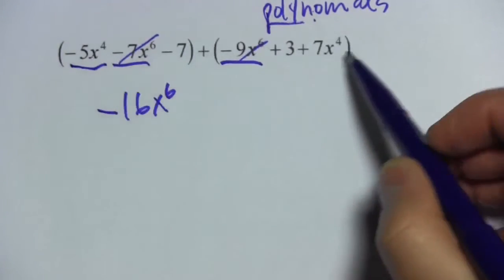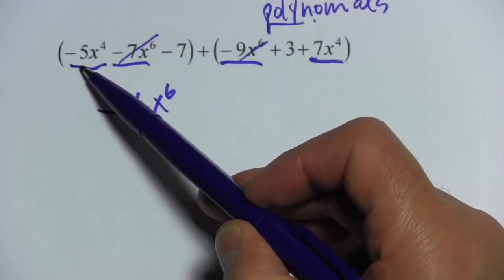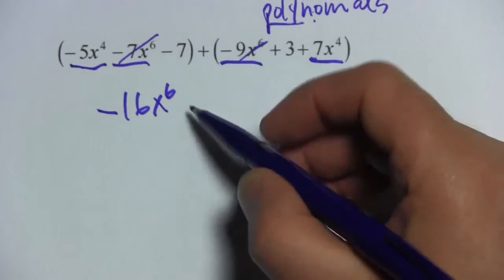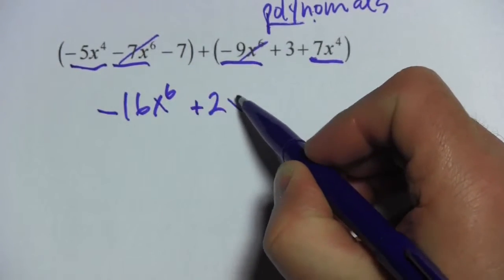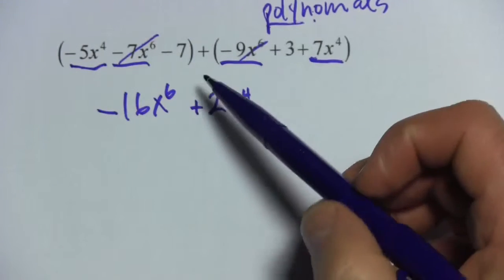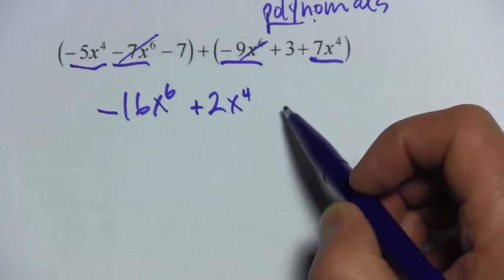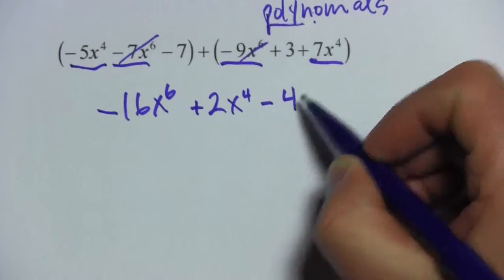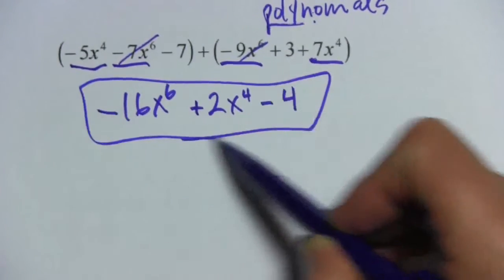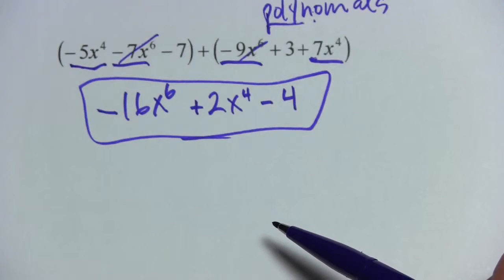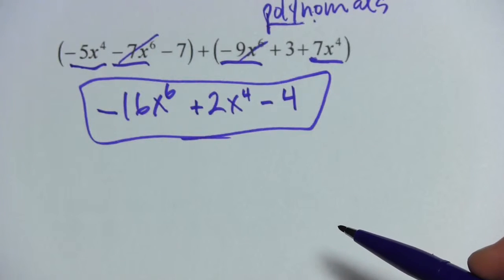That's the x to the fourth terms. And we've got a negative 5 and a positive 7. So that comes out to be a positive 2 x to the fourth. And then finally the numbered term, we've got a negative 7 and a positive 3. And that comes out to be a negative 4. So there's our answer. Negative 16x to the sixth plus 2x to the fourth minus 4.